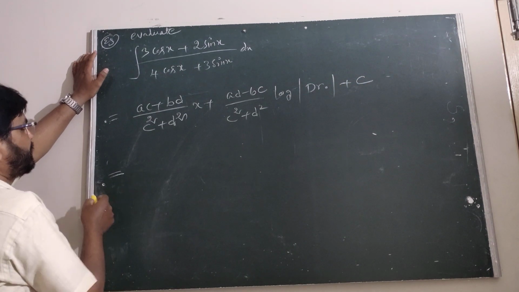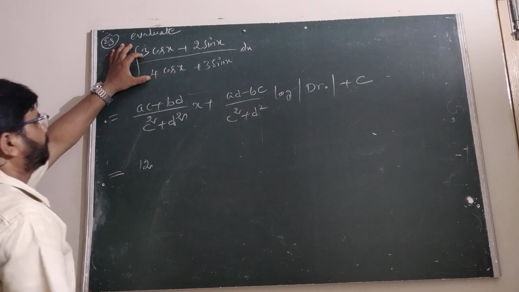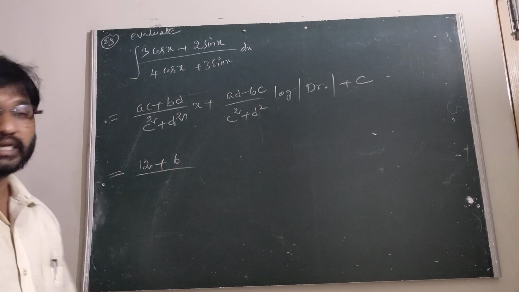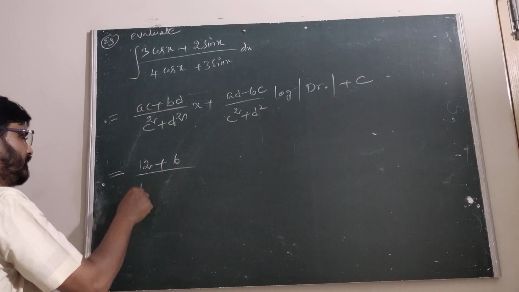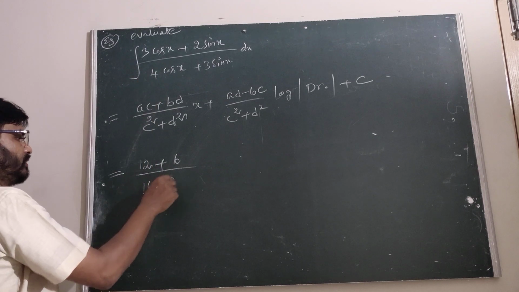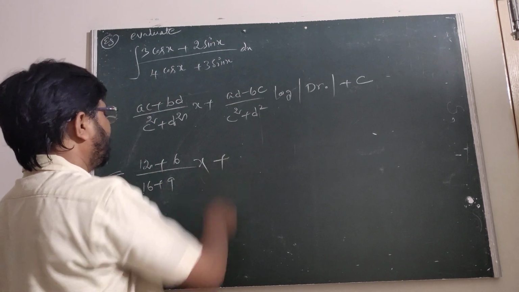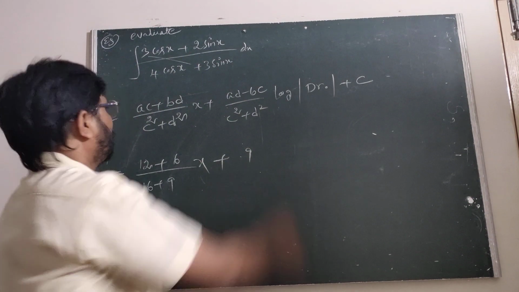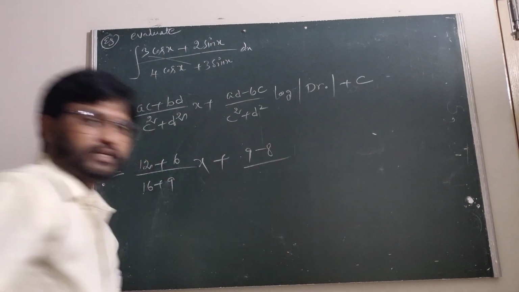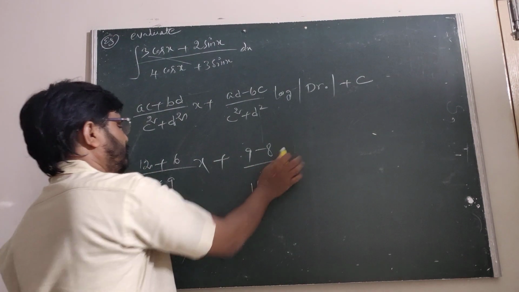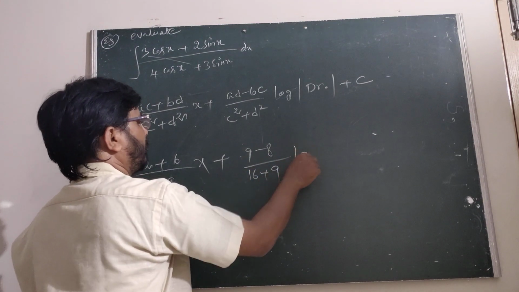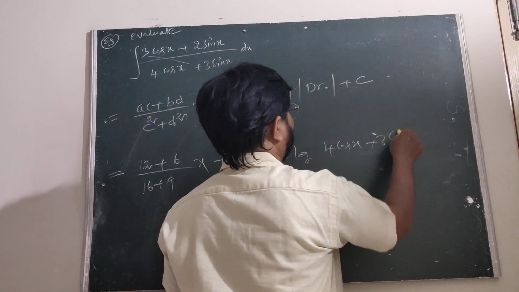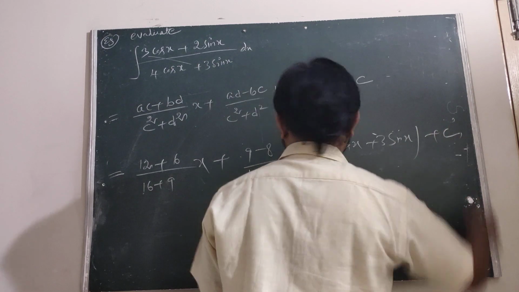Now we can write AC: 3 fours are 12. AC plus BD, 2 into 3 is 6, upon c square plus d square, which is 16 plus 3 square is 9. Now AD minus BC: 3 into 3 is 9, AD, 3 threes are 9, minus BC, 4 twos are 8. C square plus D square is 16 plus 9, log mod of the denominator is 4 cos x plus 3 sin x plus c.